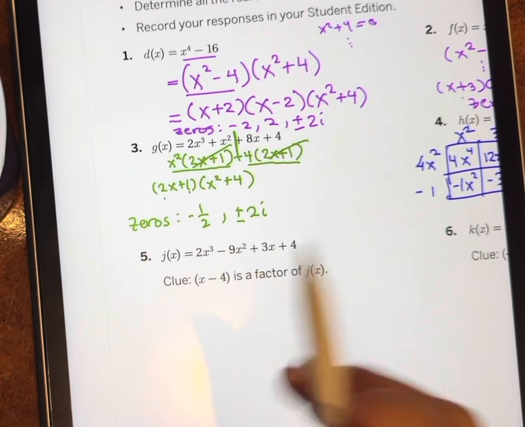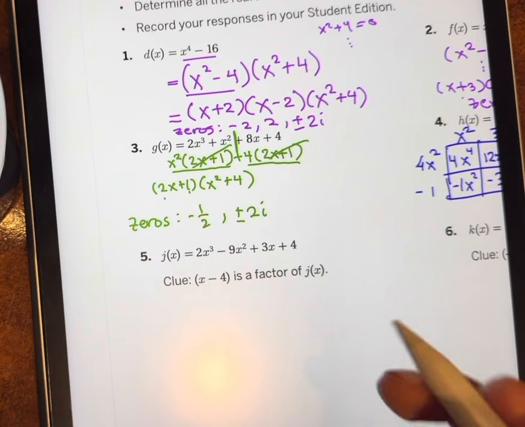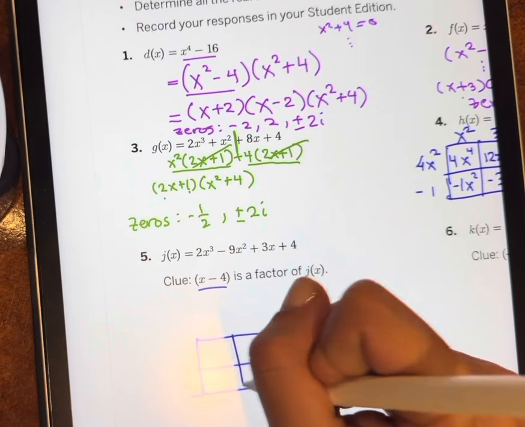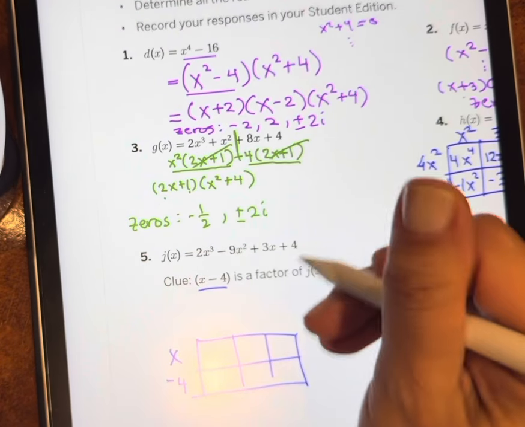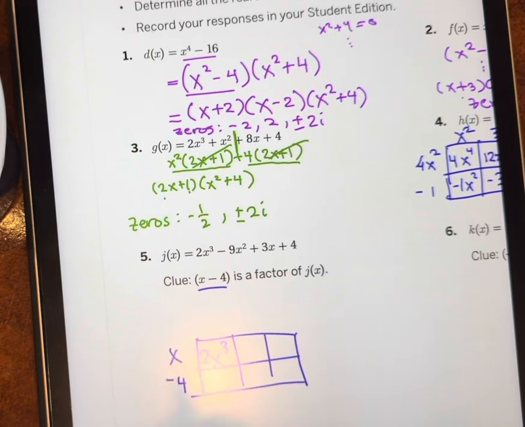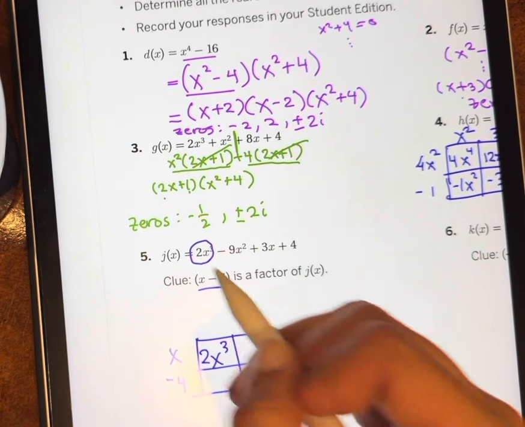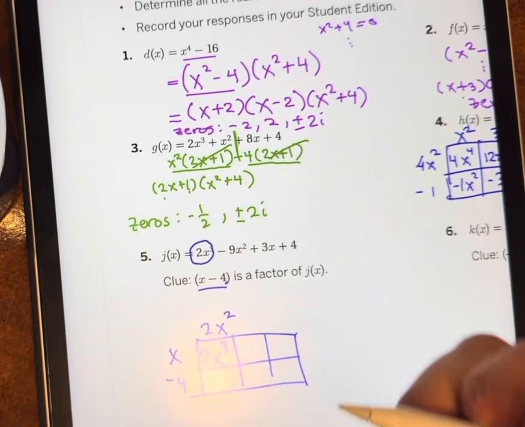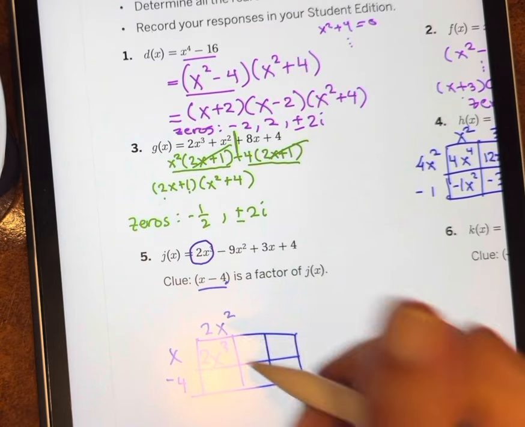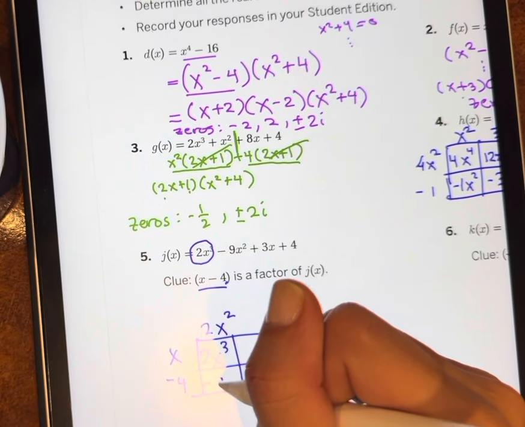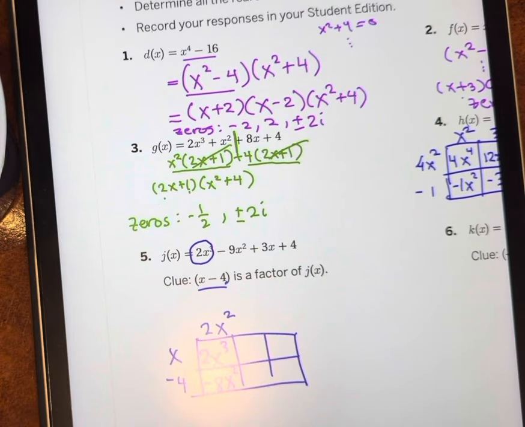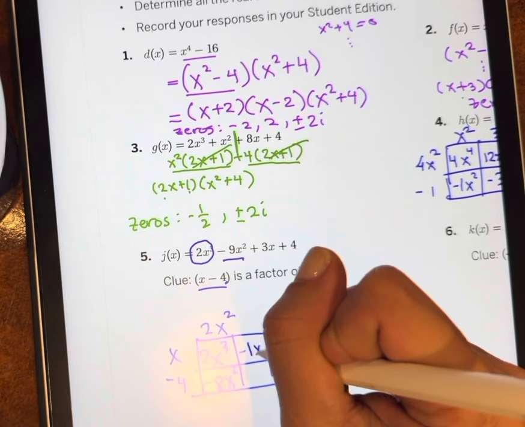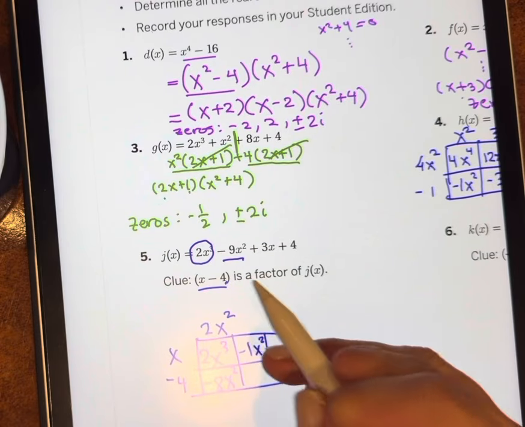But the fact that they gave me a clue is helpful, because I can divide this into this, all right? So take this, put it on the outside, start with the first term in the first box. If a 2x cubed is here and an x is there, then a 2x squared must be there. That's how they would multiply to make that. And 2x squared times -4, that's -8x squared. And then if I have a -8x squared here and I want a -9x squared, then I need another -1x squared, so that these two would add and combine to make that.